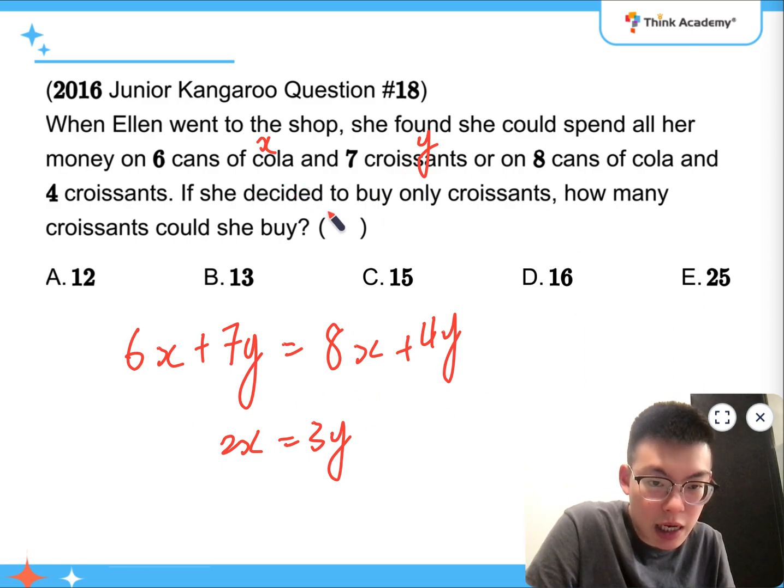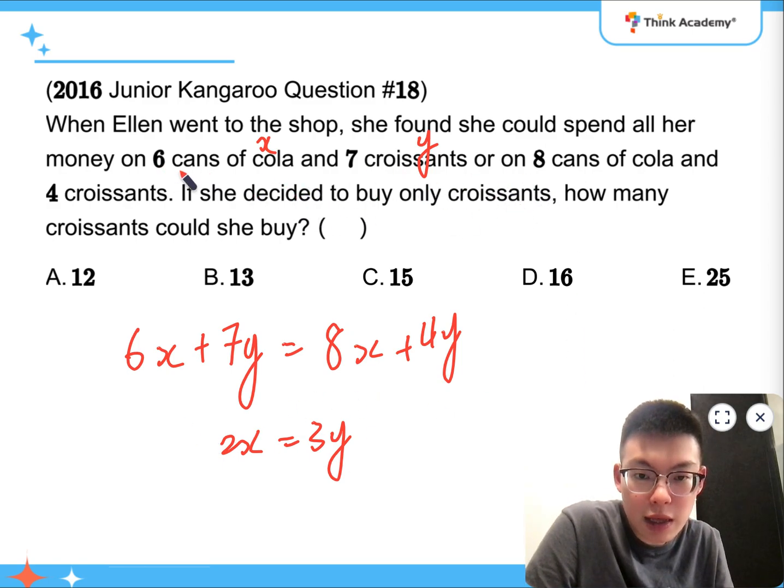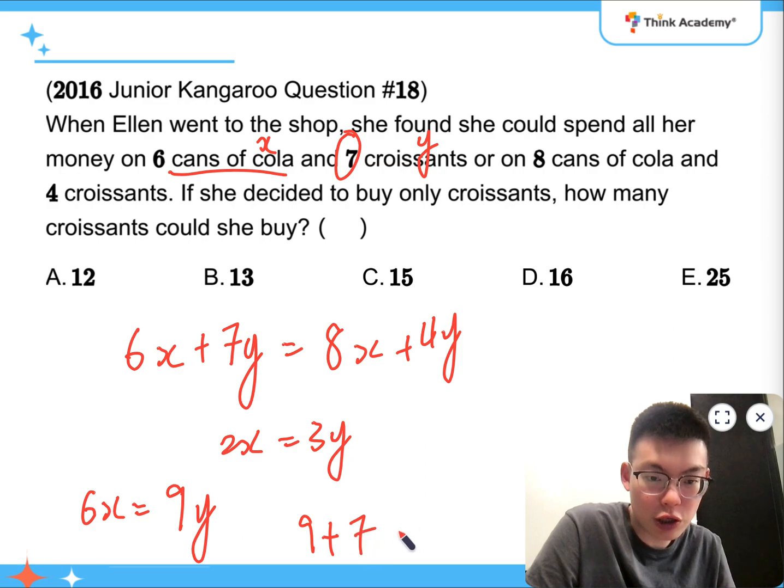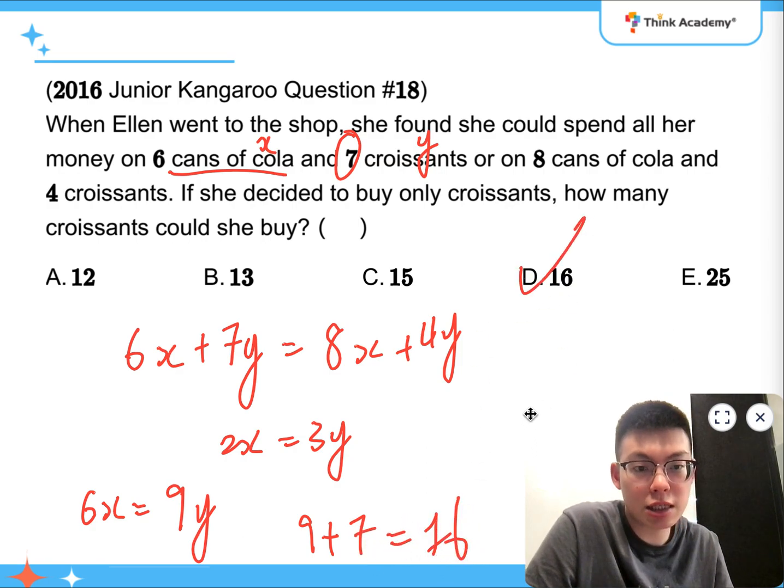So if she decided to buy only croissants, then 6 cans of cola can be swapped for 9 croissants. So the number of croissants that she could buy is equal to 9 adding the 7 she could originally buy. So that's going to be 16. And the answer is D for this one.